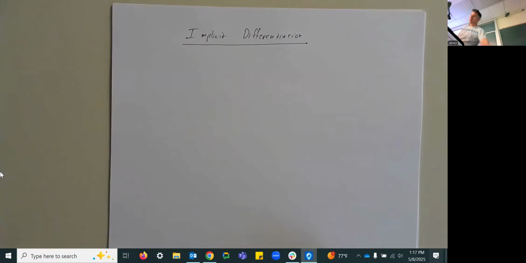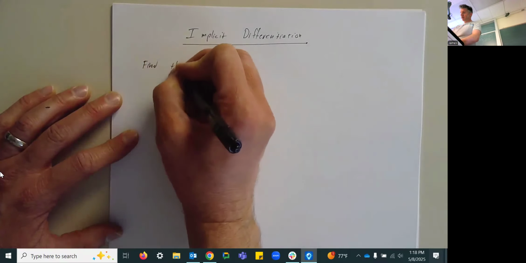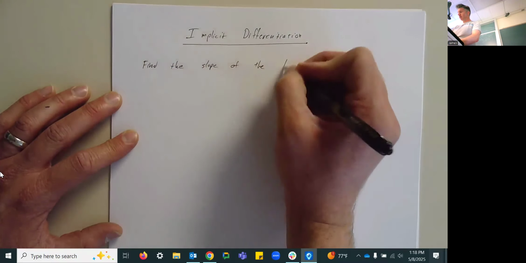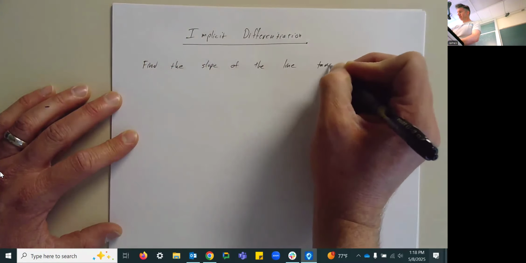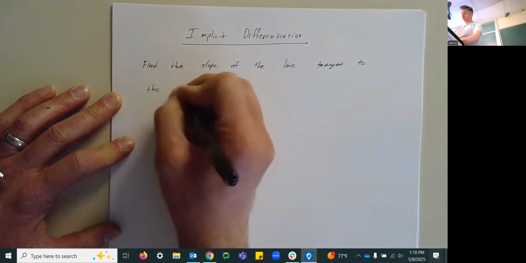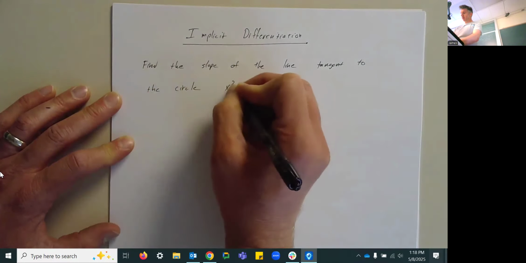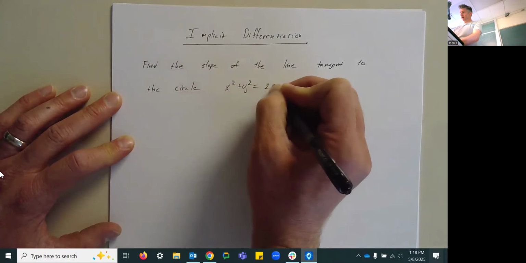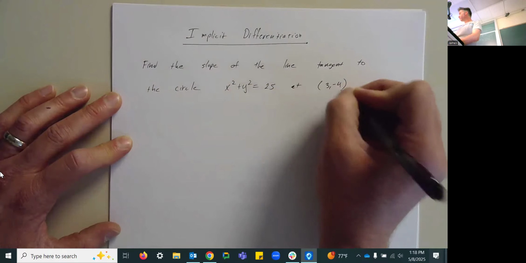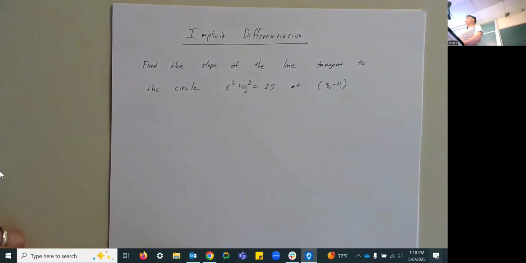But let's back it up a little bit and start with this very, very typical example here. So let's say that we want to find the slope of the line tangent to the circle x squared plus y squared equal to 25 at the point (3, -4), which is definitely a point on that circle.